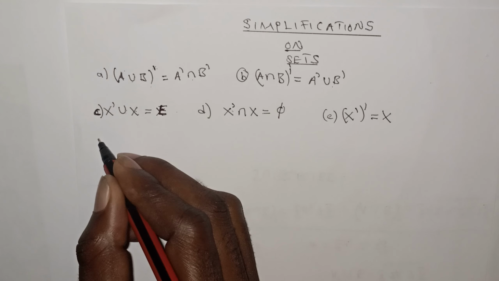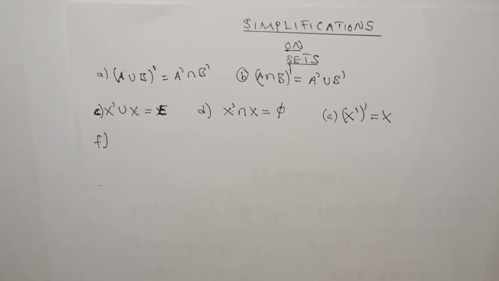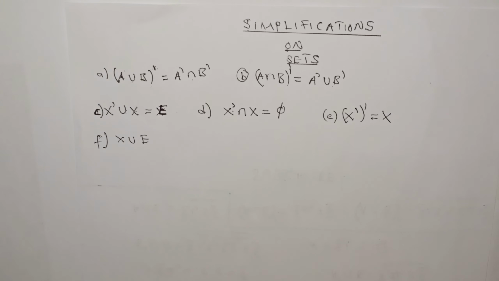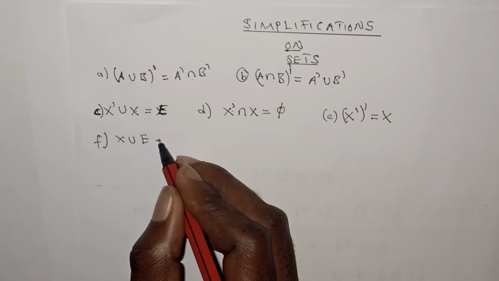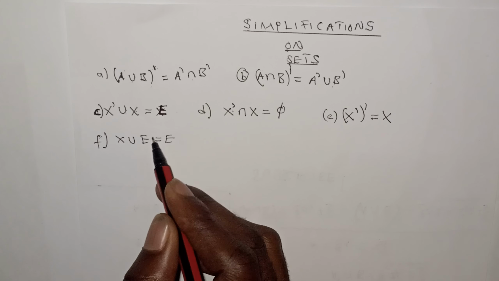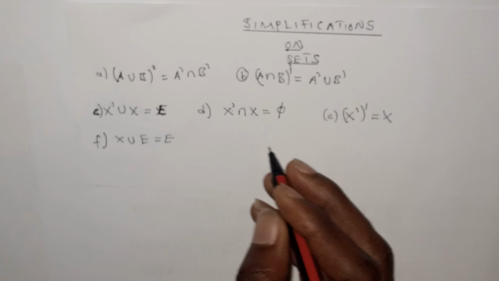Let's have F. So F is, let's say we have X union the universal set. How can we simplify this set? So X union the universal set is actually the universal set. Everything that is in X and the universal set is actually the universal set.